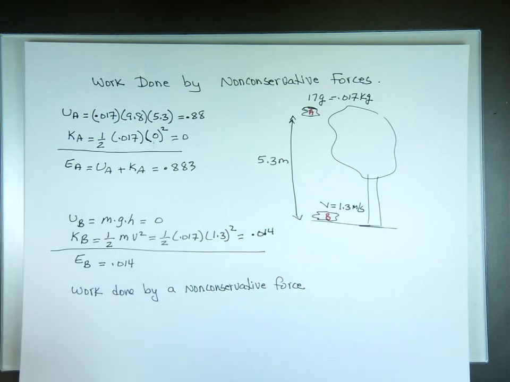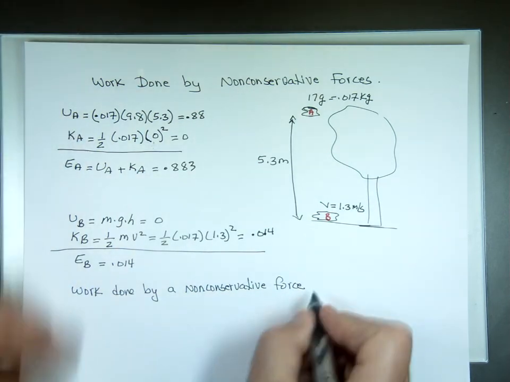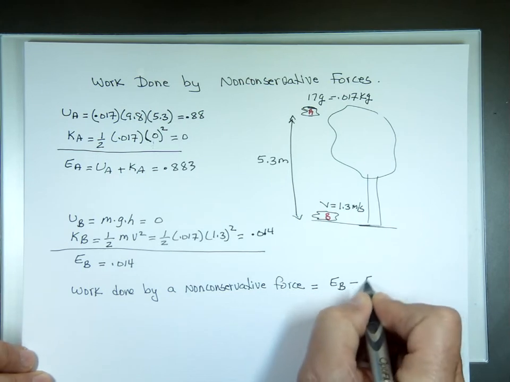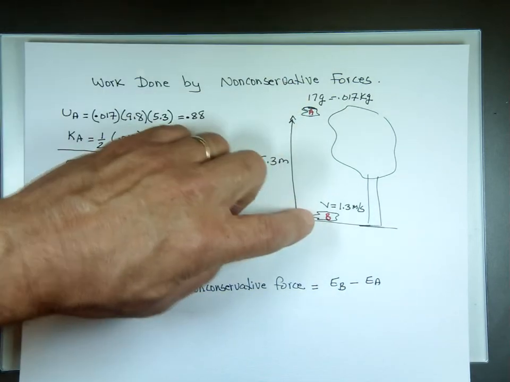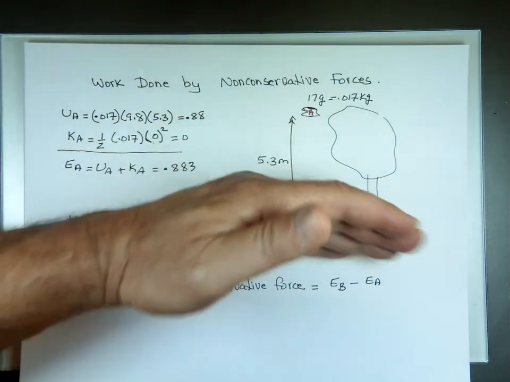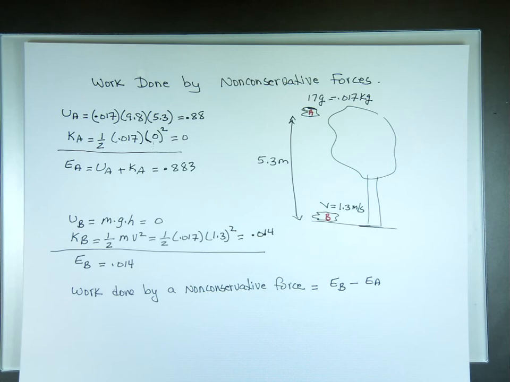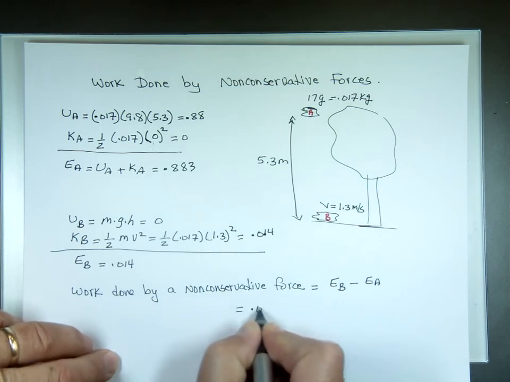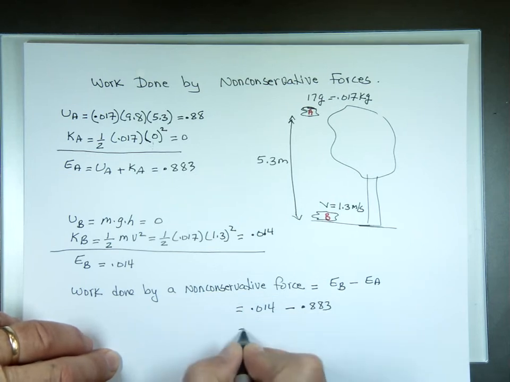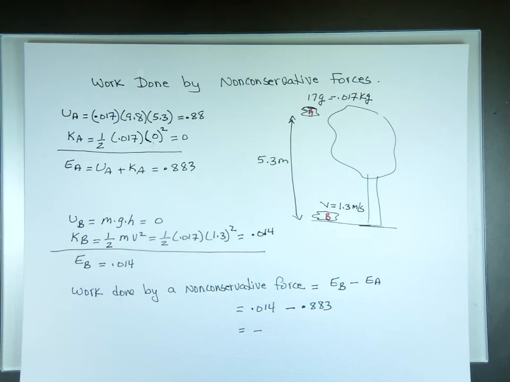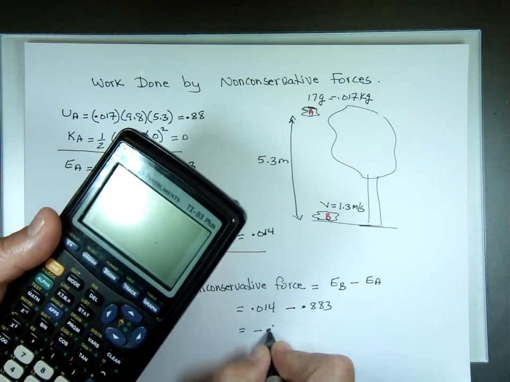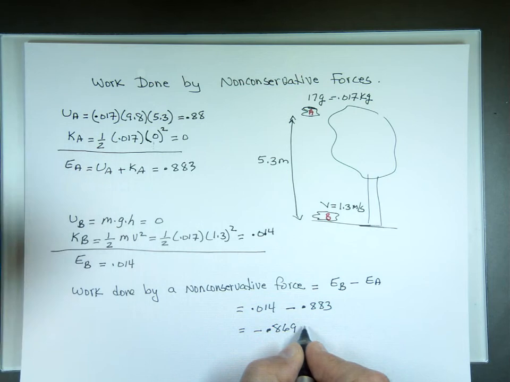And the work done by the friction force is negative. That's energy lost. How much is that? It is the final, which is at B, minus the initial, which is at A. This is where you were initially, this is where you are finally. So it's B minus A, not A minus B. This is where you started from, this is where you end at, the final minus the initial. What's my final? 0.014. What's my initial? 0.883. The difference between them is what we lost. Negative 0.869 joules.